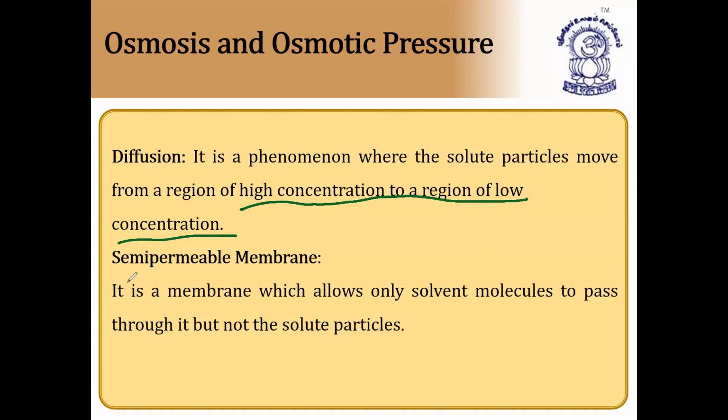It is a membrane which allows only solvent molecules to pass through it, but not the solute particles. This is called SPM, that is also called a semi-permeable membrane. So it is the one which allows the solvent molecules to pass through it, but not the solute particles. So this is called diffusion. Next.